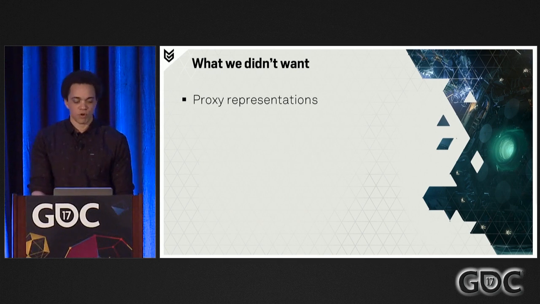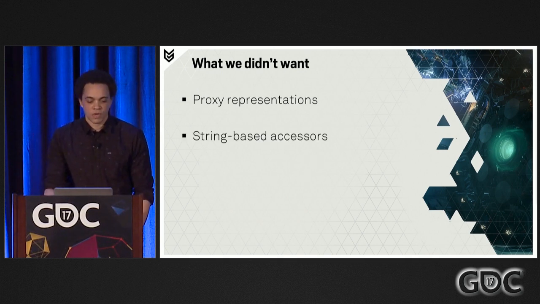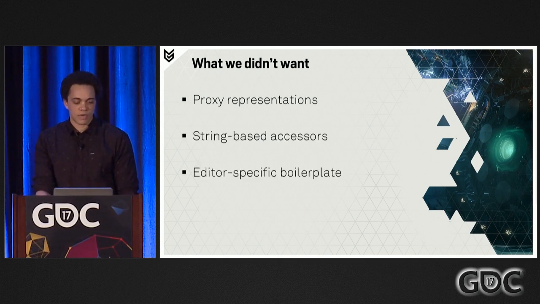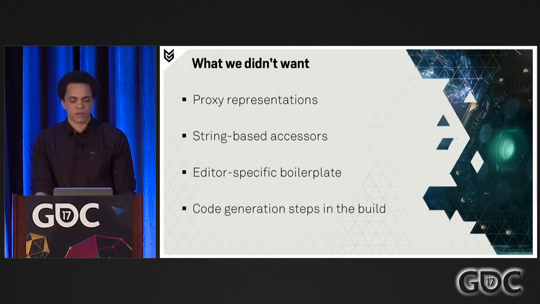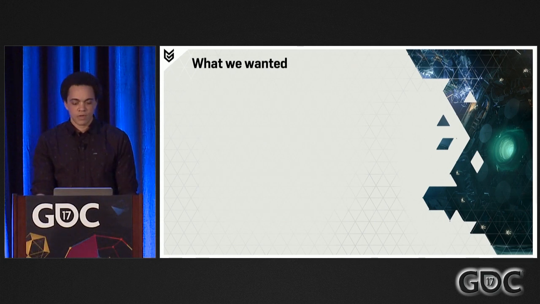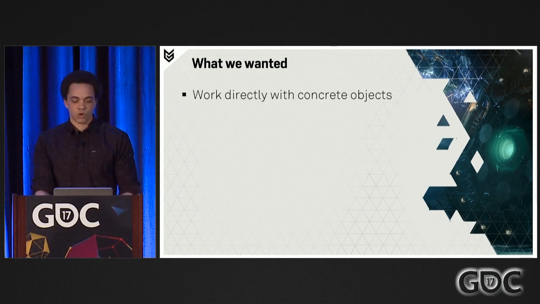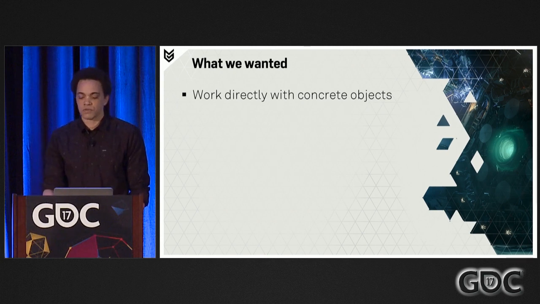So we didn't want to have any kind of proxy representations for game objects or string-based accessors or editor-specific boilerplate in the code or any kind of code generation steps in the build pipeline that would make the editor work. And that helped us to define some goals when it came to how we wanted to actually write the editor code. So in the editor code, we wanted to just work directly with the concrete objects, the C++ classes and structs that were defined in the engine.